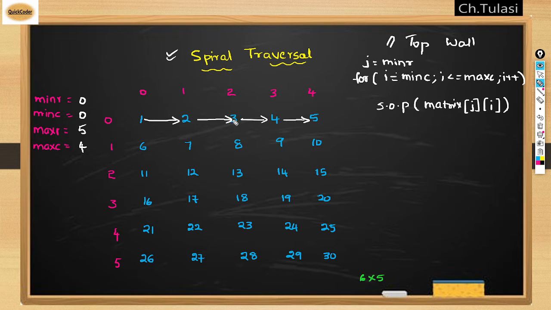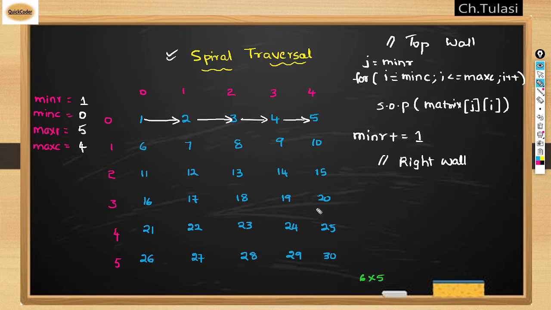Now, as this row is already computed, let me write min row plus equal to 1, because I will not compute this row again. So I can increment my min row now. Now my min row will be 1. What is the next wall here? This right side. So let me write right wall.